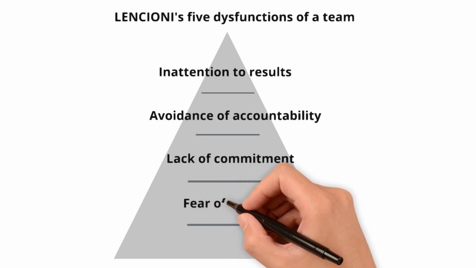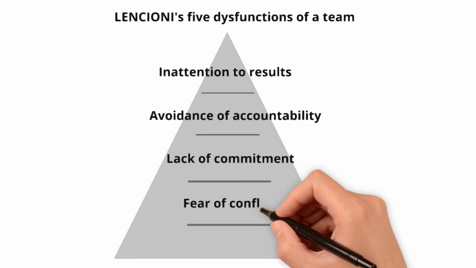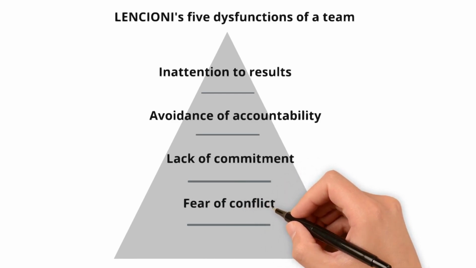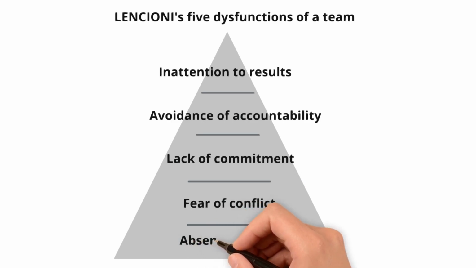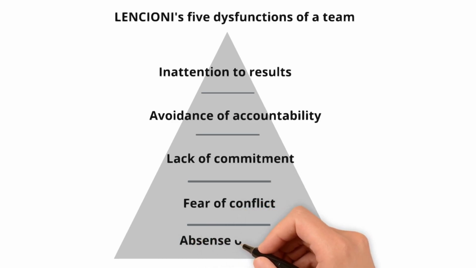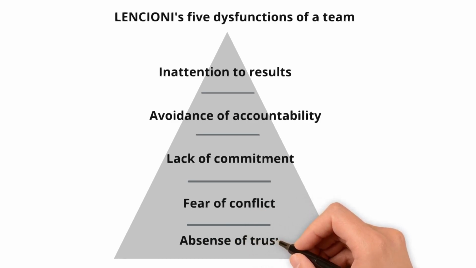With lack of commitment, ambiguity and confusion prevails where team members are unable to commit to decisions due to the lack of healthy conflict and trust. Fear of conflict is where team members don't openly air their opinions. There is a lot of posturing and time wasting, meaning inferior decisions are made. So the one right at the bottom of the pyramid is absence of trust. This is where team members are reluctant to be vulnerable and unwilling to admit mistakes, weaknesses, or need for help.